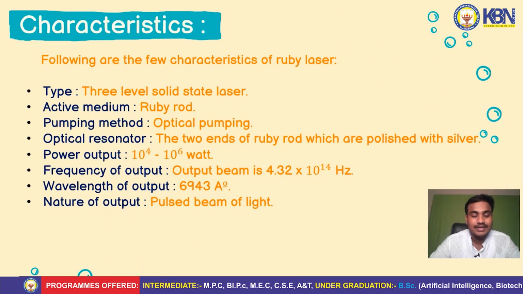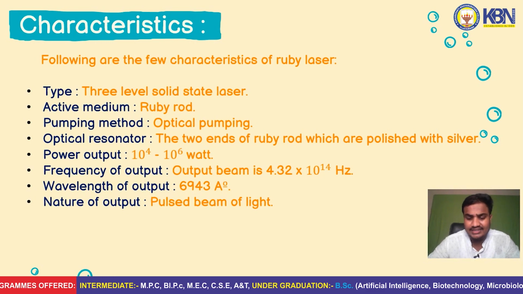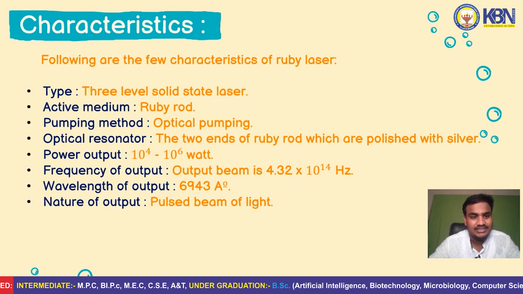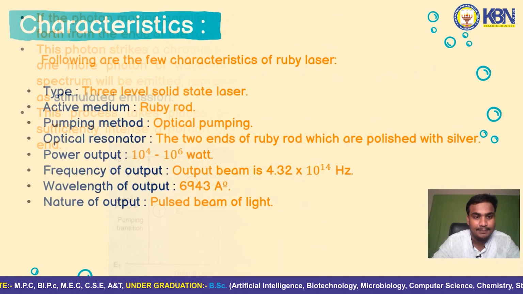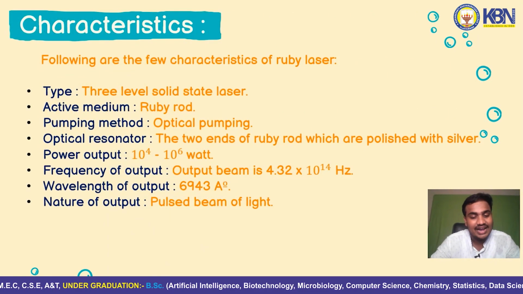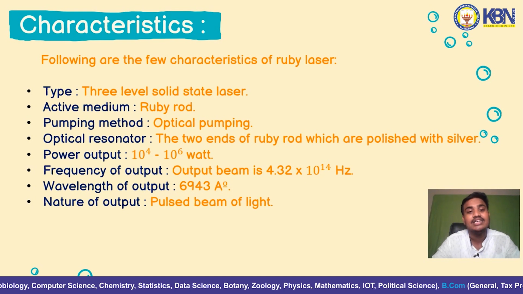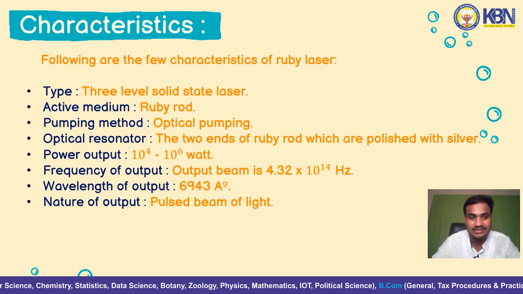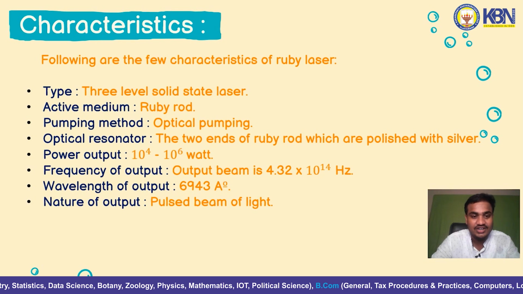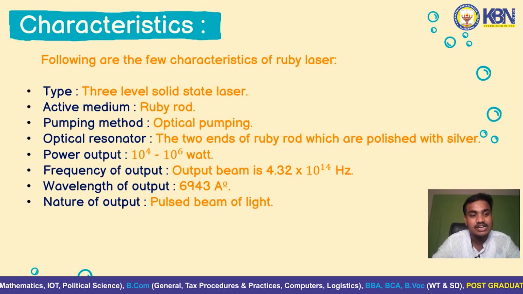Now coming to the characteristics of the Ruby laser: its type is a three-level solid state laser, and the active medium is the Ruby rod. The Ruby crystal is used as the active medium, and the pumping method is the xenon flash tube light, known as the optical pumping method. The optical resonator is the two ends of the rod, which are polished and made strictly parallel.